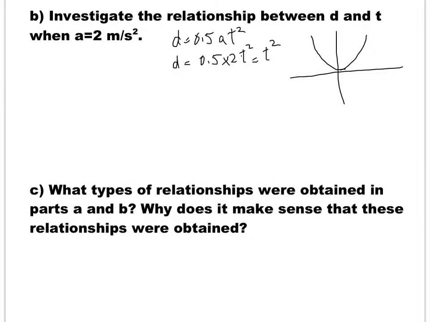The next part of the question says, what type of relationship were obtained in parts a and b? Why does it make sense that these relationships were obtained? In part a, we said when t is constant at 2, then we found a linear relationship between d and a because the exponent of a was 1. And in the second part, when a is 2, we found d is equal to t squared. The exponent of t was 2. We said because the degree is now 2, this is a quadratic relationship between d and t.